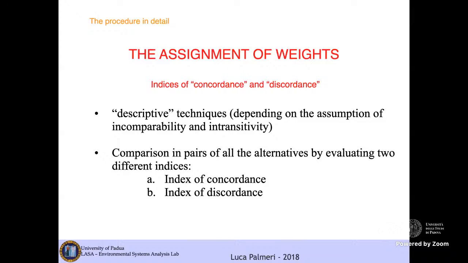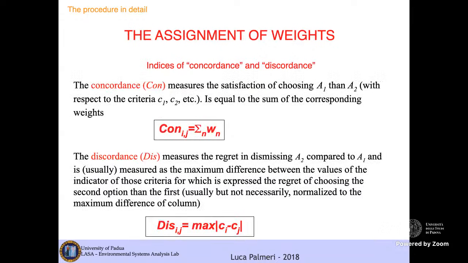The indices of concordance and discordance is, instead of prescriptive, a descriptive technique depending on the assumption of incomparability and intransitivity. A comparison is made in pairs of all the alternatives by evaluating two different indices, the index of concordance and the index of discordance. Let's see an example of these indices of concordance and discordance.